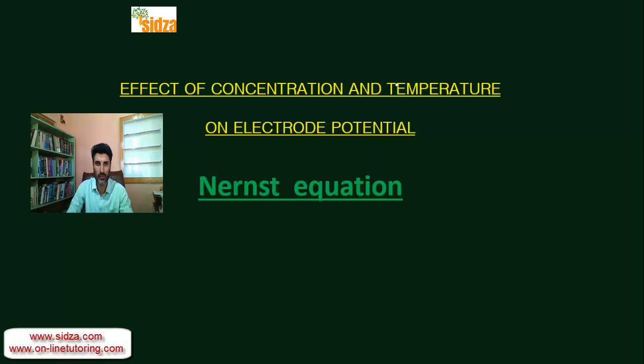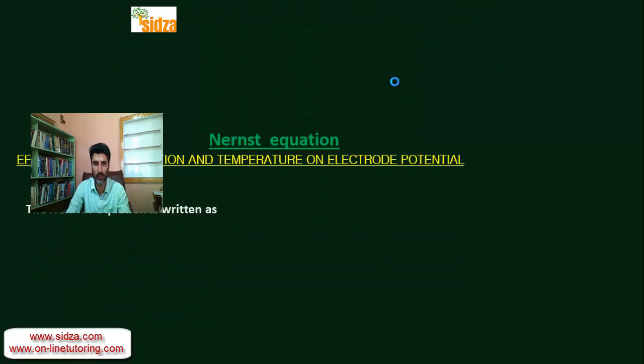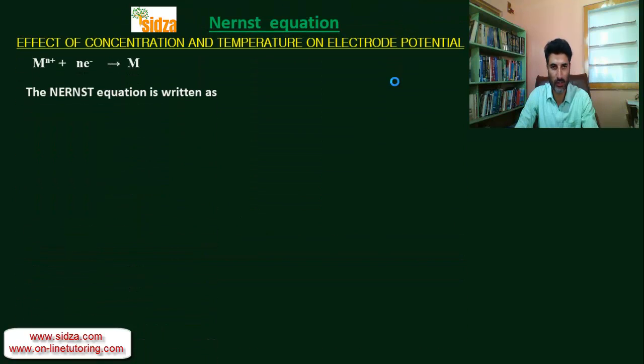Effect of concentration and temperature on electrode potential. We know that electrode potential will change by changing the concentration and the temperature of an electrode. If we have a particular metal present in a solution containing its own ions, say for example we have a zinc rod here, and it is present in a zinc sulfate solution.